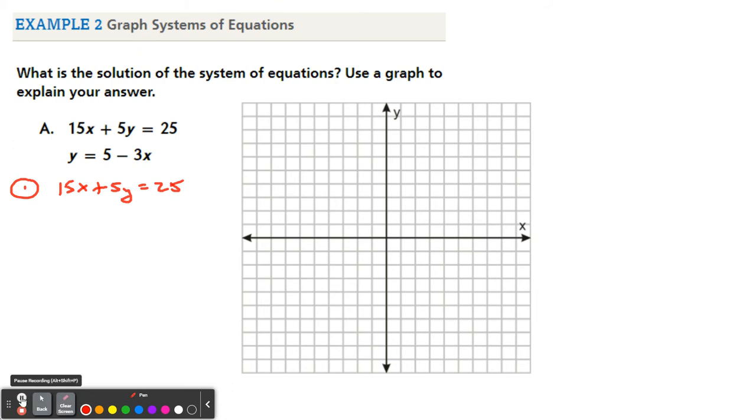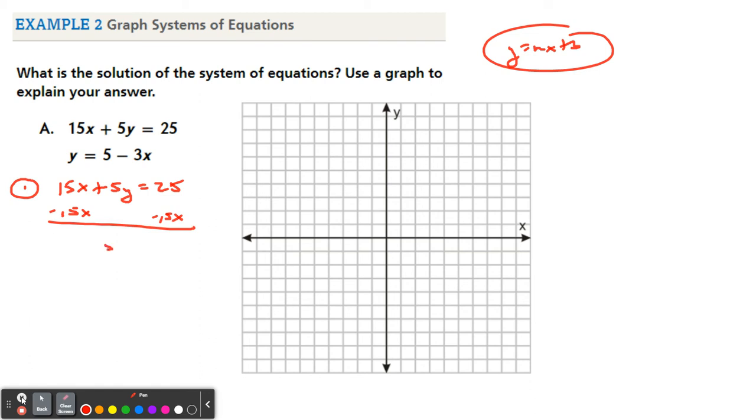To put this into slope-intercept form, let's remind ourselves that slope-intercept form is y equals mx plus b. We're going to subtract the 15x on both sides. So the 15x's cancel, and 5y comes down. This is negative 15x plus 25. I put the negative 15x first to match the mx. And then we divide everything by 5, and we get y equals negative 3x plus 5.